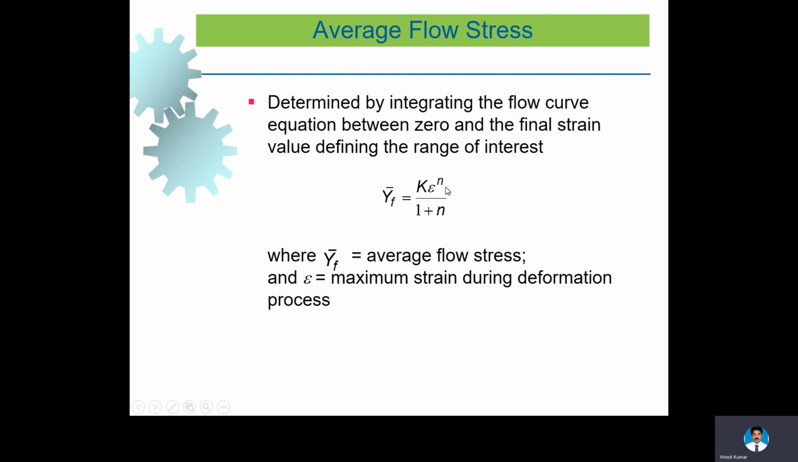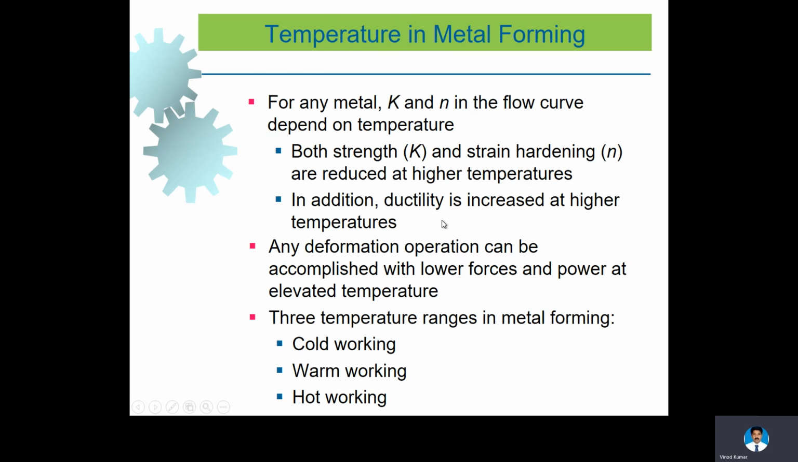As I explained, K and n are constants depending on the material. Epsilon is the strain, and 1 divided by 1 + n comes in the denominator.